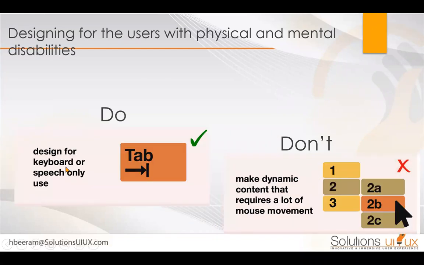So tabbing is designed for keyboard-only or speech-only use, right? It's always better when you can navigate through keyboard only or speech only, versus just asking to be mouse clicked. With mouse movement, you're only depending on the mouse.